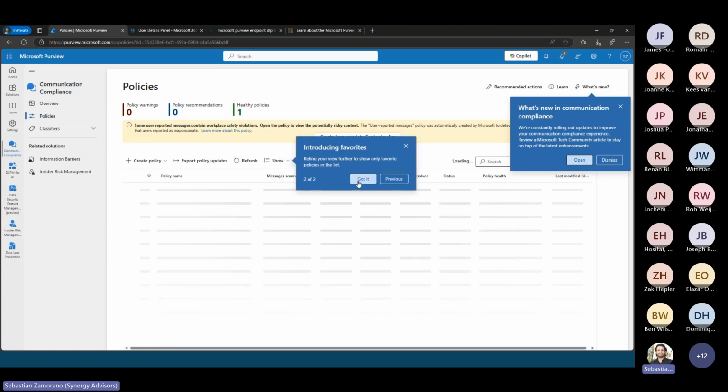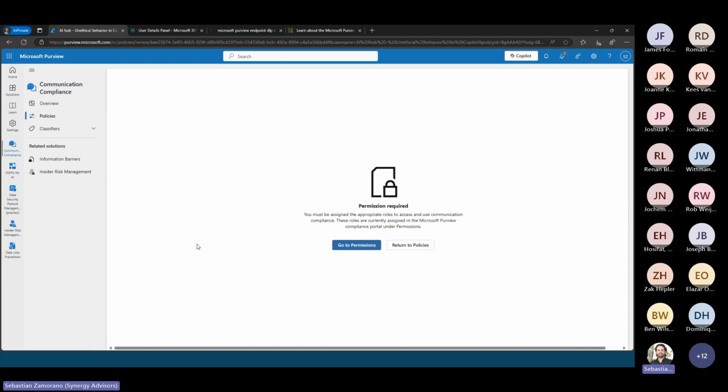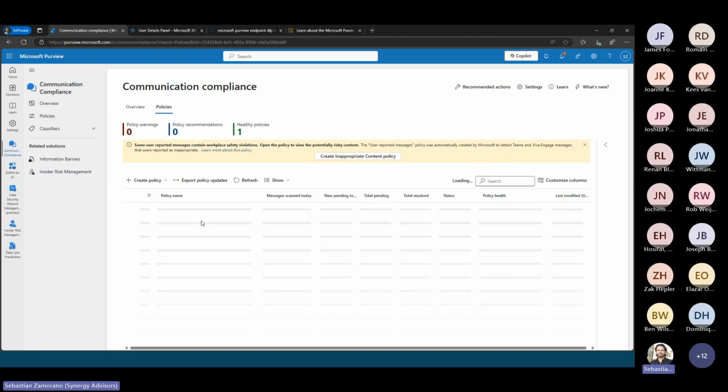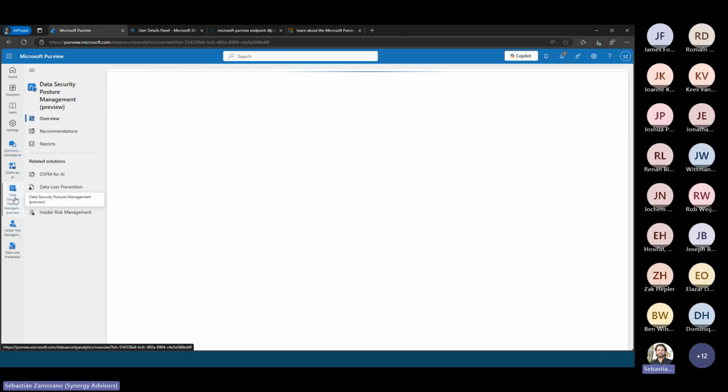In this case, I don't have rules, at least in this one. This one was created automatically. I got another recommendation from DSPM, and this one was created automatically related to understanding unethical behavior in Copilot. And that is in general. Let's go back to DSPM.